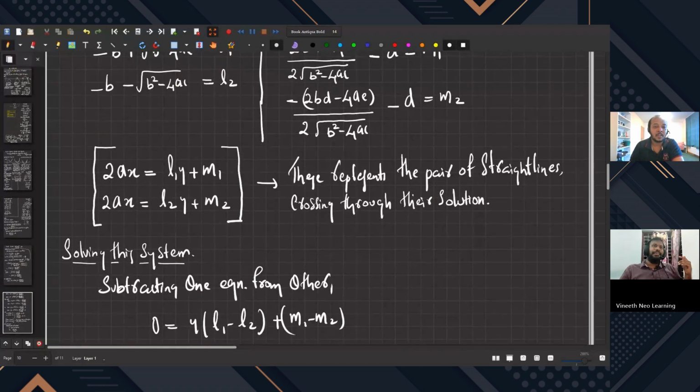Yeah, that's what we need to find. As I understand, we found that it will be two straight lines, isn't it? And the solution of those straight lines is the point of intersection. These straight lines must meet at some point of intersection, isn't it? Yes.